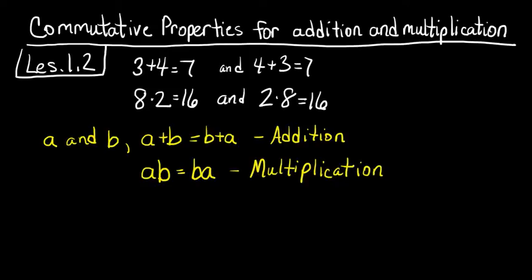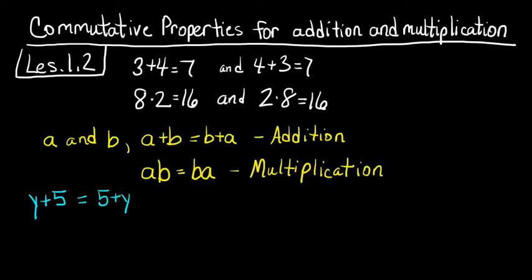So let's change our color. Hopefully the brush size will stay the same for me. And we can do an example. If I told you to take y plus 5, take that algebraic expression and write an expression equivalent to that using the commutative property, all you have to do is switch that around. y plus 5 is the same as 5 plus y.